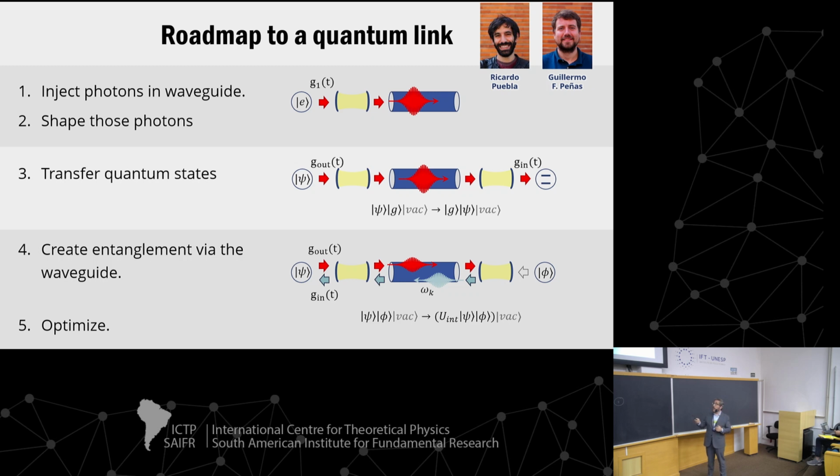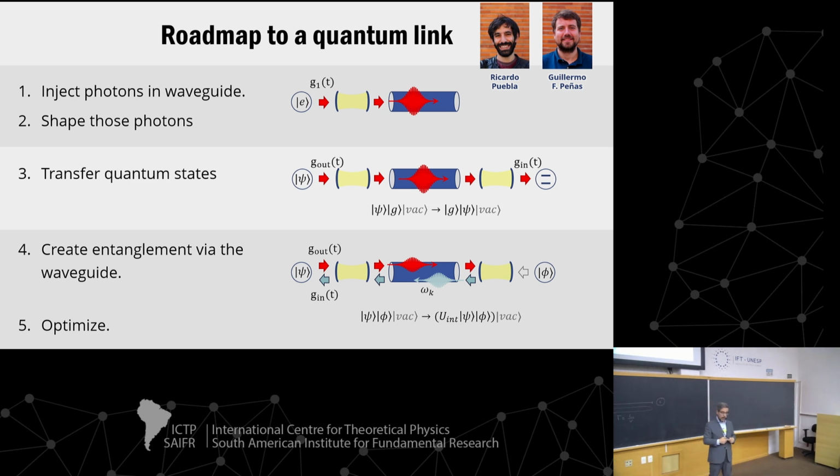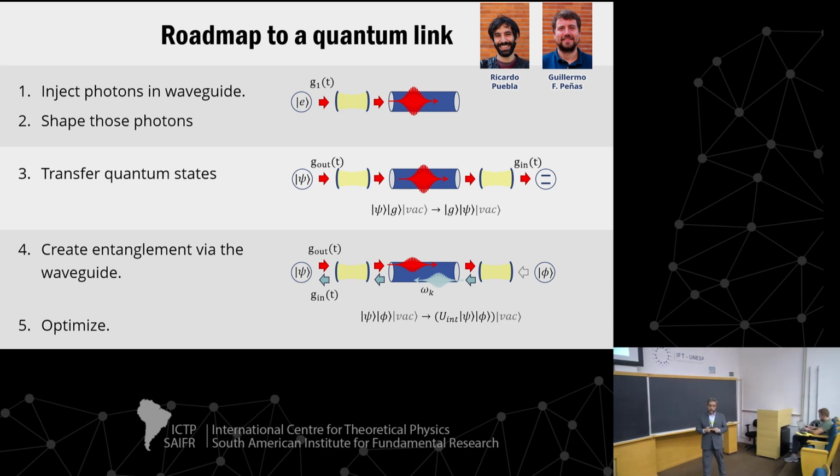But essentially we have this recipe of things we have to achieve. First, we need to inject photons in the waveguide. We need to shape those photons. We need to transfer the quantum states by combining both things. And we need to show that you can create entanglement in this device for quantum computing applications. I'm going to basically describe a couple of papers that were done in collaboration with Ricardo Puebla, former postdoc in our group and now tenured professor at Carlos III, and Guillermo Peñas, a PhD student who was overseeing this project. He was doing all the calculations and the models.